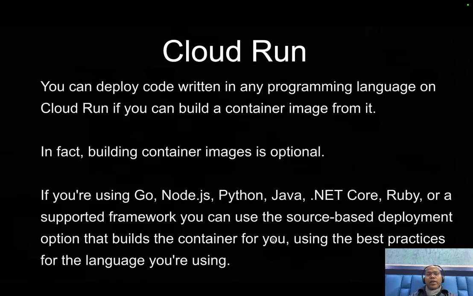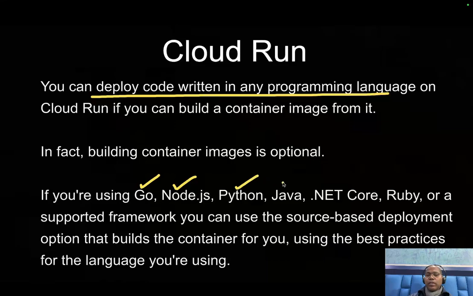Okay, and you can deploy code written in any programming language. Cloud Run generally supports Go, Node.js, Python, Java, .NET, Ruby, and any programming language in which you are writing the code. Let's write the code and make a containerized application. Now your container image is available. This image can run on a server.